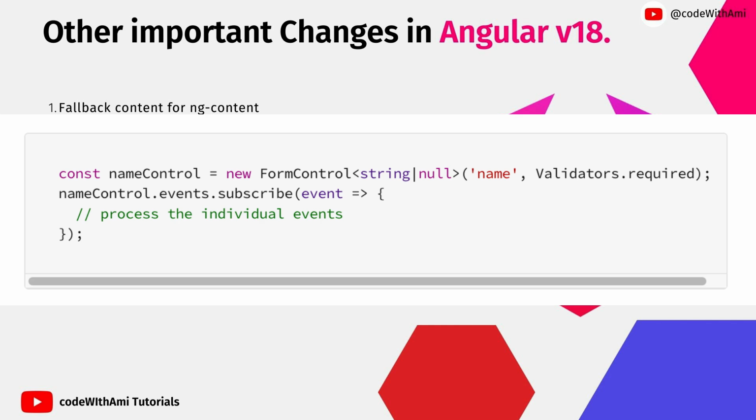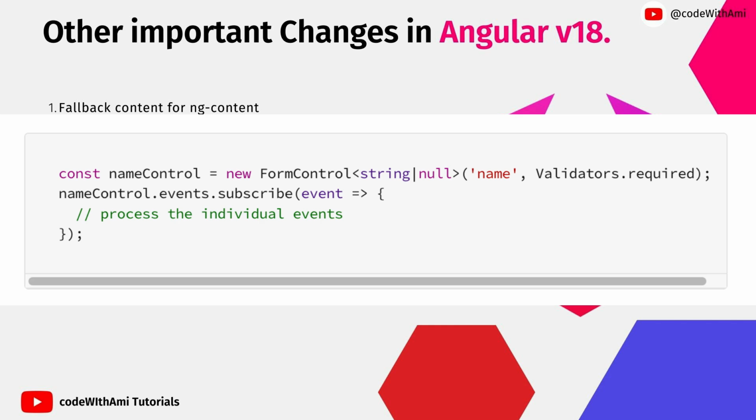Now we have a form control. In this form control the default value is name, and we have a validation that is required. That means this field is mandatory, and it is assigned to a variable called nameControl. So now you can directly subscribe to this form control using the events, and it is going to process the individual events.